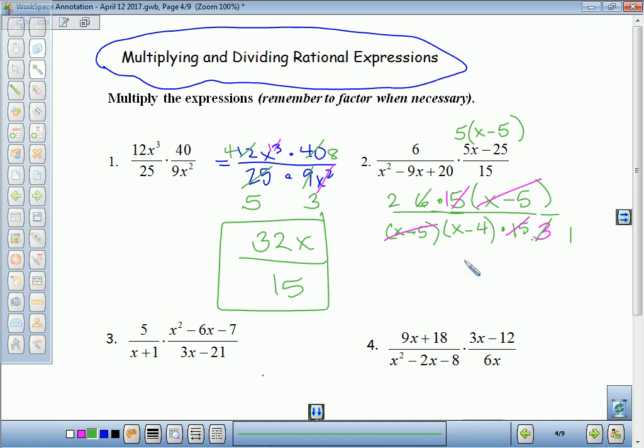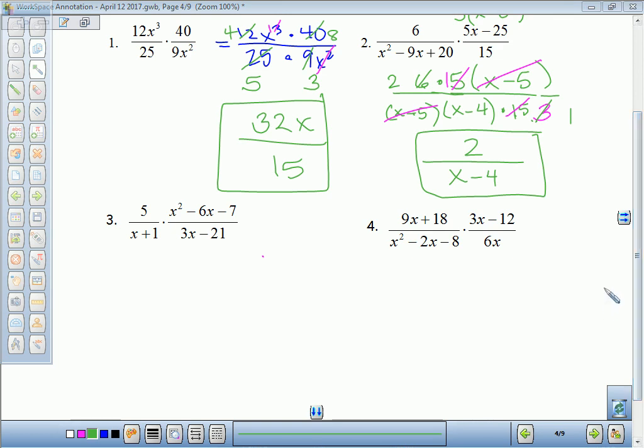The only thing I'm left with in the numerator is a 2, and then in the denominator, an x minus 4. Can I cancel the 2 with the 4? No. Hot stove. Good. Is it starting to make sense? You don't have to put the 1 in there? So you just cancel them out. You don't, because multiplying times 1 doesn't change anything. That is right. Once you factor, you can cancel them out.